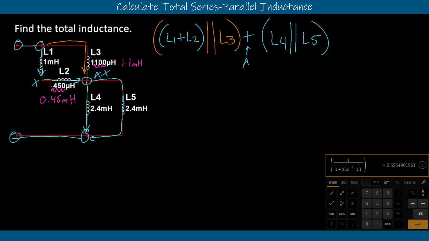Now we're at node A, so we'll add the bottom half of our parallel inductance here. We'll say that that is L4 in parallel with L5, so that is 1 over 1 over L4, 2.4, in parallel with, so plus 1 over 2.4. And that gives us our total series parallel inductance for this circuit here. So we can say that our LT is equal to 1.82 millihenries. All right, let us know if you have any other questions.